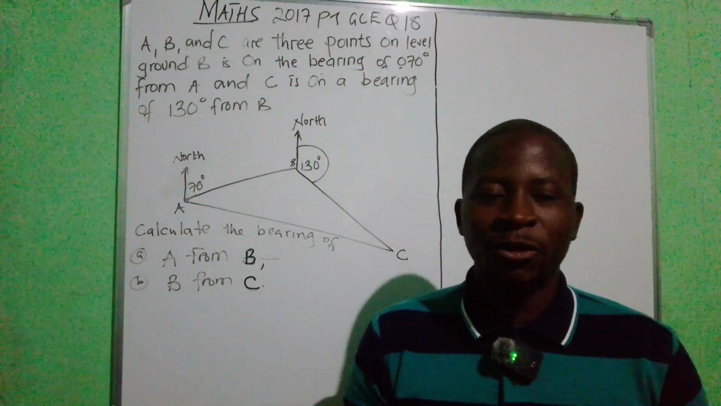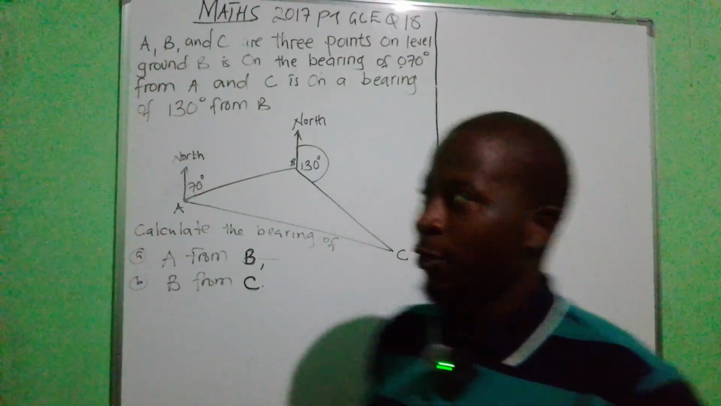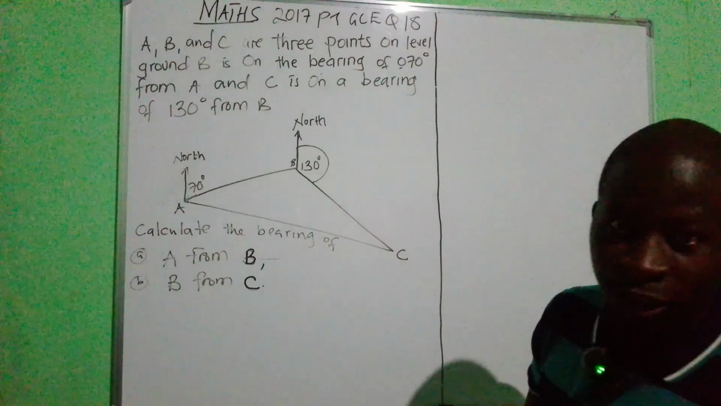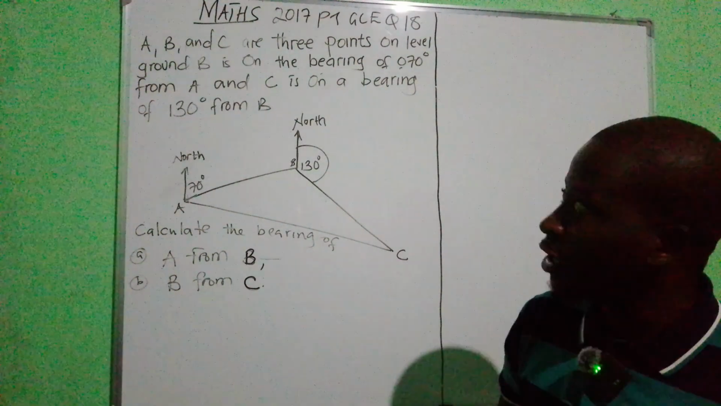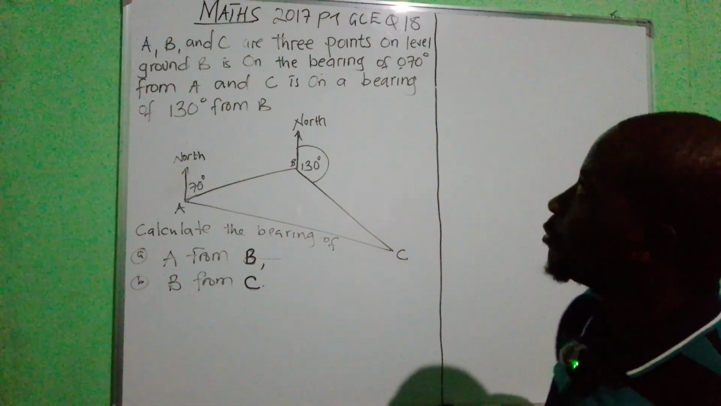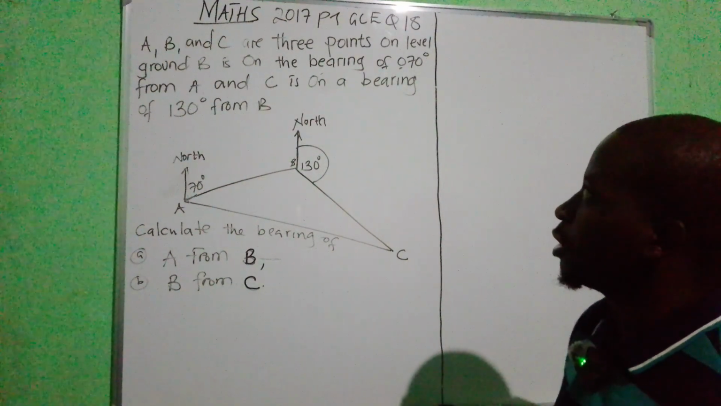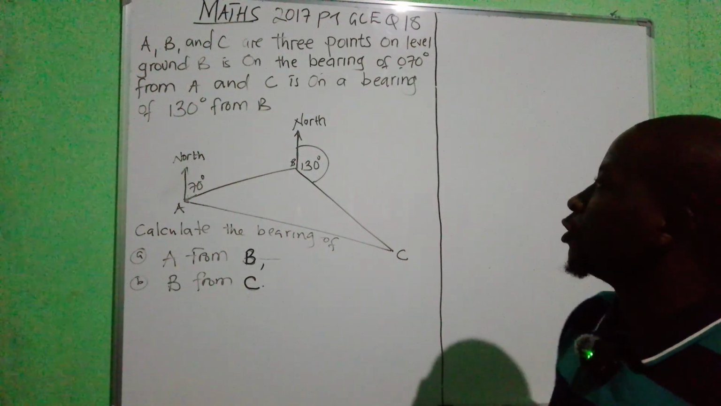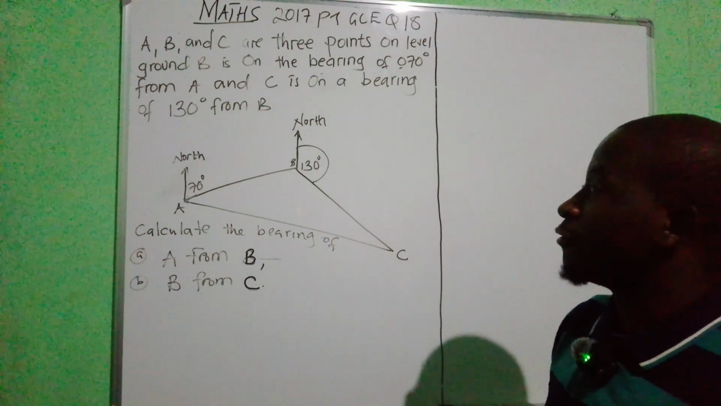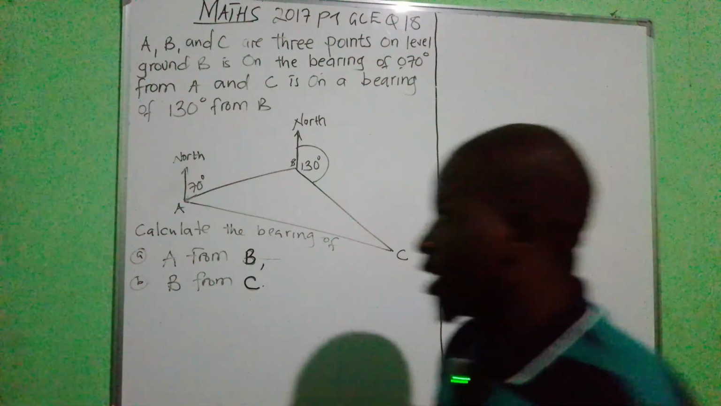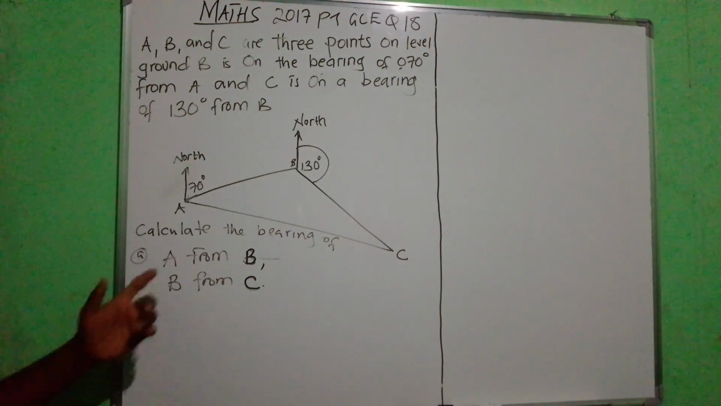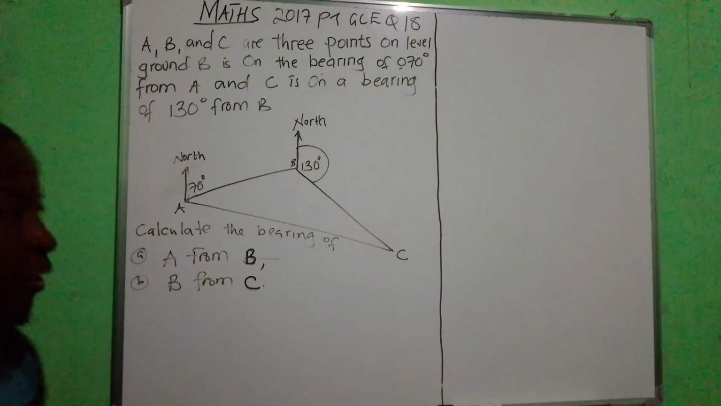Thank you very much and welcome to today's session where we are looking at 2017 Paper 1 GC question 18. So the question is on bearing. The question reads, A, B and C are 3 points on a level ground. B is on the bearing of 070 degrees from A and C is on the bearing of 130 degrees from B. Here is the diagram of the bearing. Then we are asked to calculate the bearing of A from B and B from C.